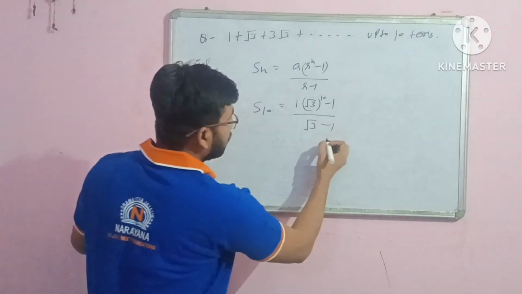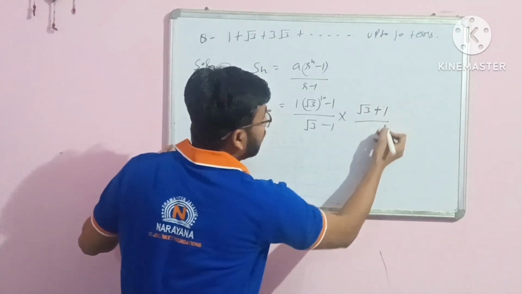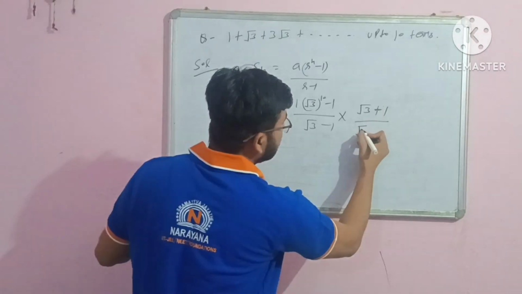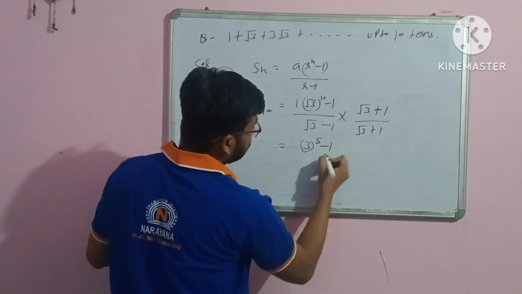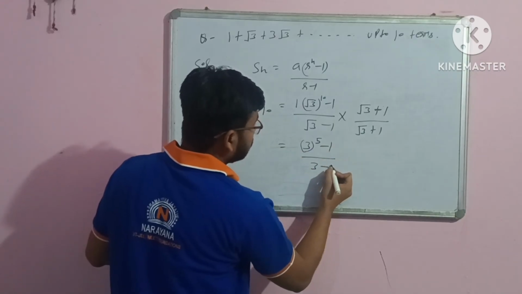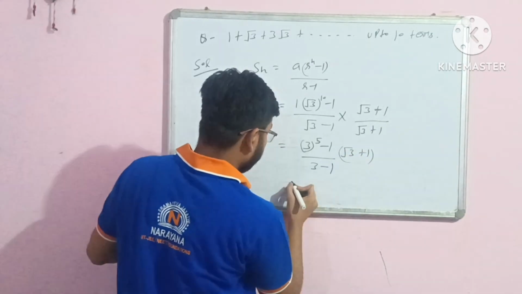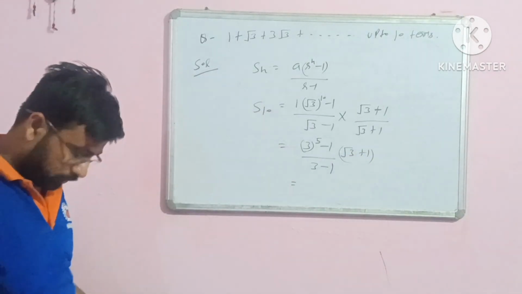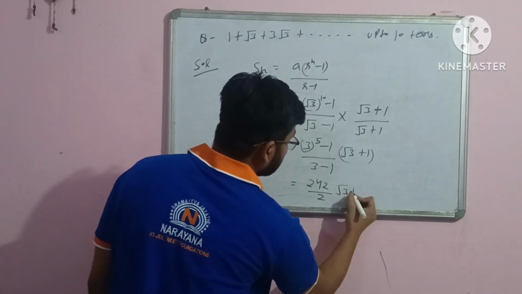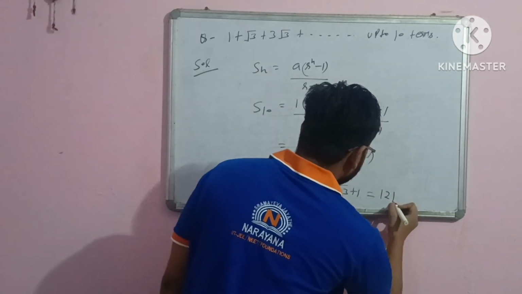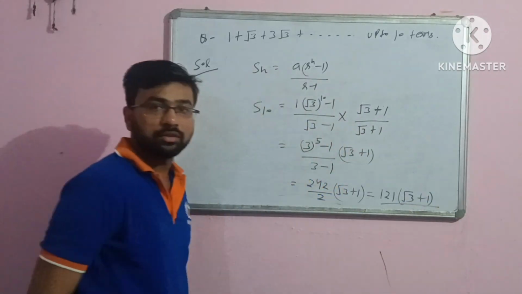Now here we will rationalize this denominator by multiplying and dividing by root 3 plus 1, into root 3 plus 1. Here we will get 242 upon 2 into root 3 plus 1. This becomes equal to 121 into root 3 plus 1. So this is the answer of this question.